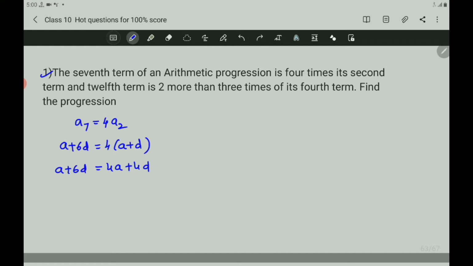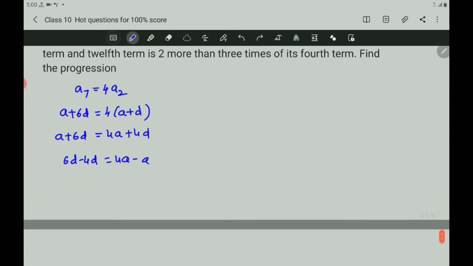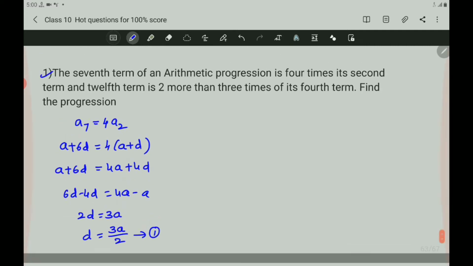Now bring D to one side and A to the other side. Take 6D minus 4D equals 4A minus A. Transfer the 4D to the LHS and A to the RHS. Then 6D minus 4D is 2D, equals 3A, since 4A minus A is 3A. So D equals 3A by 2. Consider this the first relation.